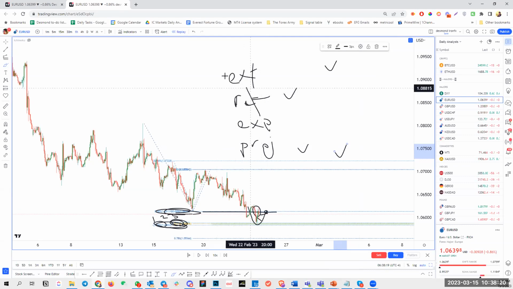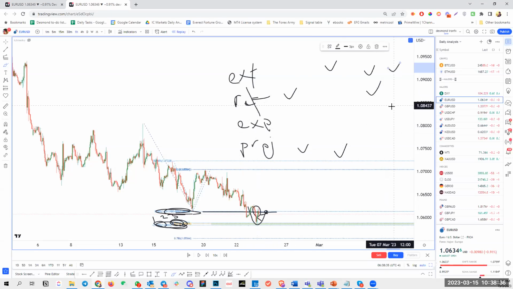I really like to find extensions with projections when they line up over here. The 127 and the 61.8 usually work out quite well. Projections and retracements work quite well. Extensions and retracements also work out quite well. And of course, extensions and expansions tend to work a little bit less, but they can work out well.